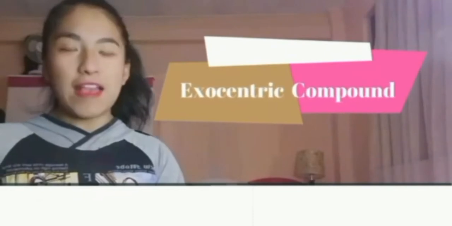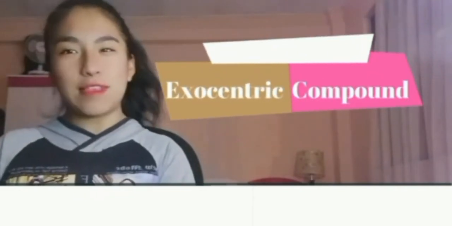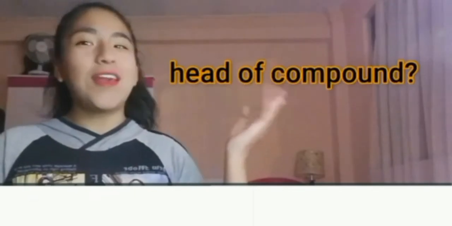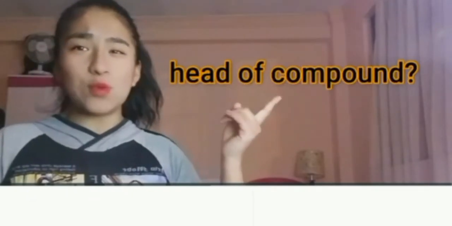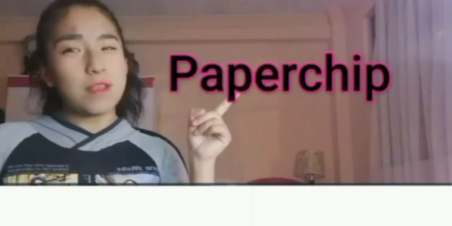Exocentric compound. An exocentric compound is a compound whose head is outside the compound. And what is the head of a compound? The head of a compound is the word that has the whole meaning. For example, the word paperclip. A paperclip is a clip, it's not a type of paper, so clip is the head of the compound. Knowing that, we can say that an exocentric compound is a compound whose head is outside the compound.